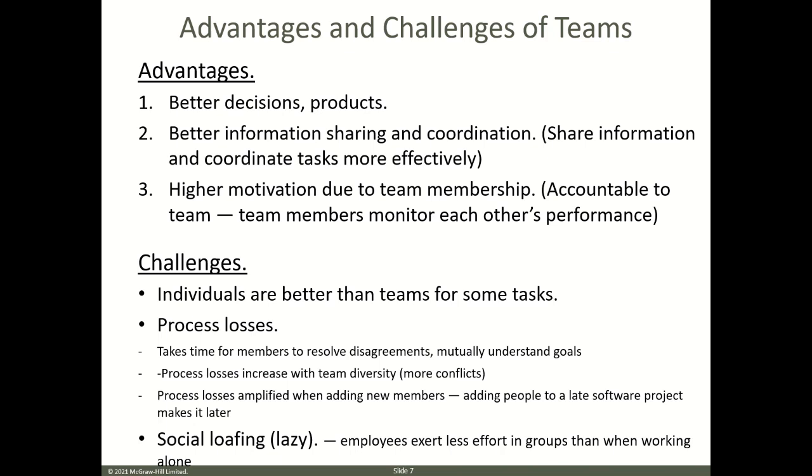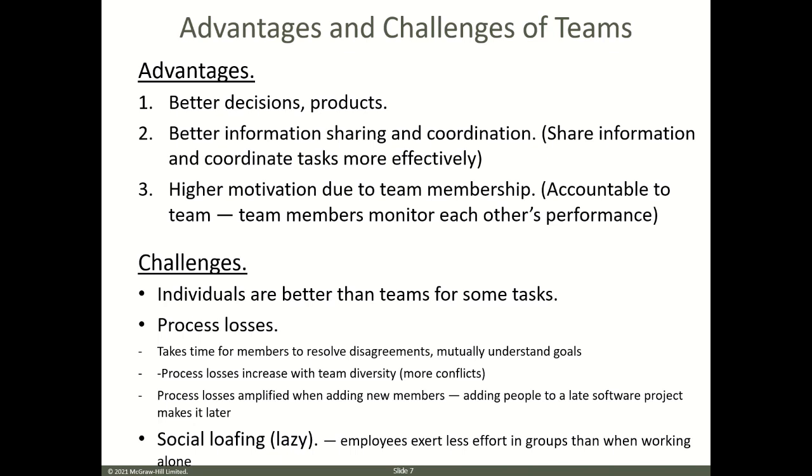Not only the advantages, we have some team challenges. Sometimes we say that individuals are better than teams for some tasks. Some say that if the task is given to one person instead of two, then performance will be more. Sometimes when work is not so complex and one person possesses all the necessary ability, then that kind of work should be delegated to an individual instead of a team.